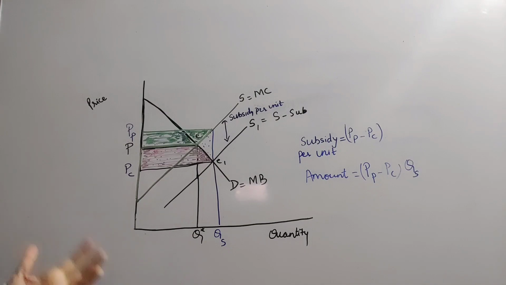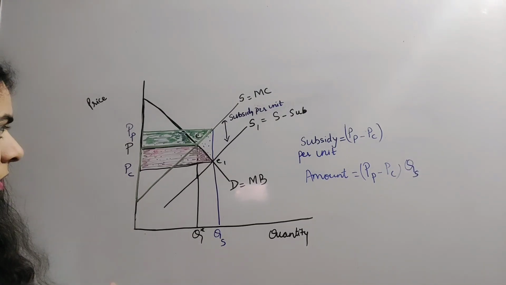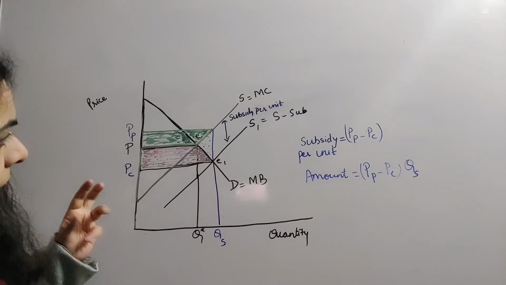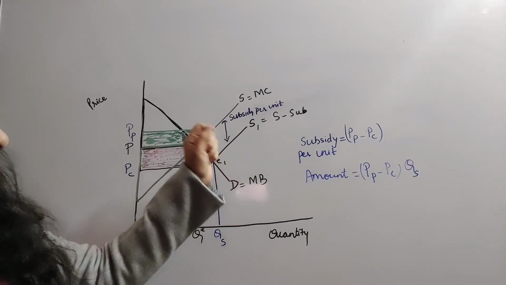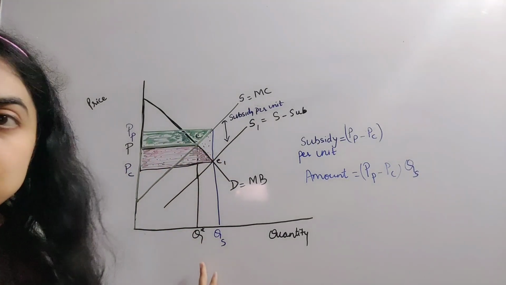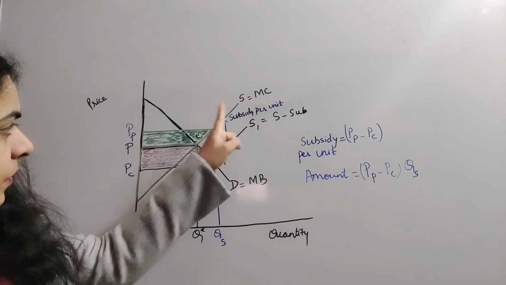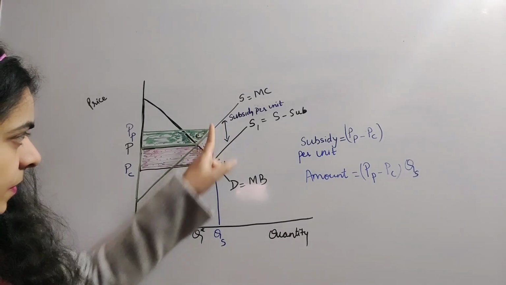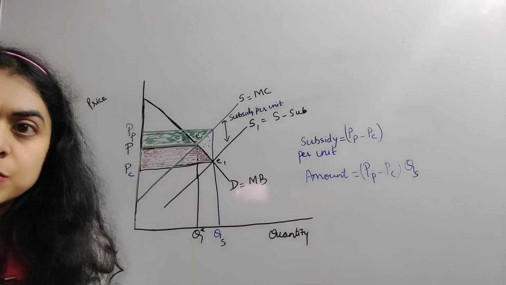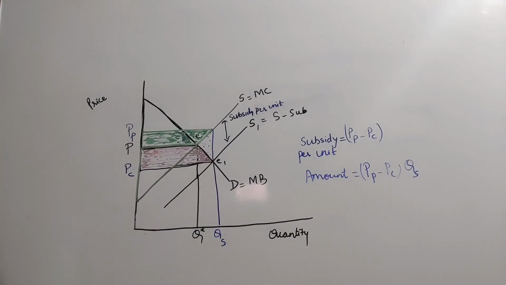But after the imposition of subsidy, the output QS, which is produced in the market, is greater than what is actually required. This can be seen in terms of the marginal benefit and marginal cost curves as well. If we see that at this output level QS, the marginal cost is greater as compared to the marginal benefit that the society derives from this good. So overall, we can say that there is overallocation of resources towards the production of this good.